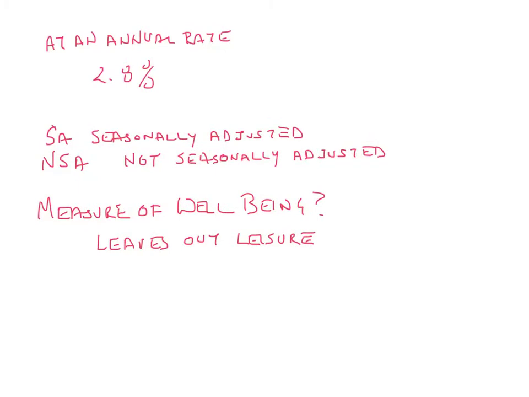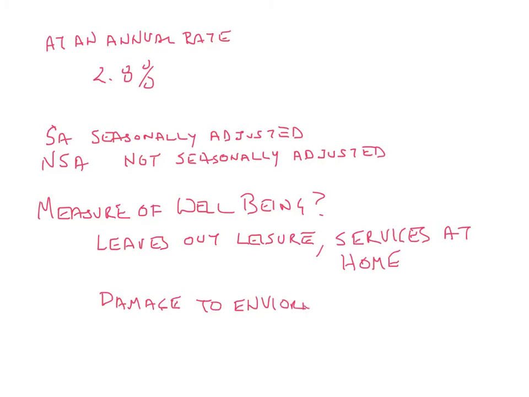And it leaves out services at home, the things you do at home that don't get included in GDP. And it puts in some things that aren't necessarily good, but maybe bad, such as damage to the environment. So if there's, say, a big oil spill and it costs quite a bit of money and time to clean it up, that would be included in GDP, even though clearly it's not something that's good for the country.